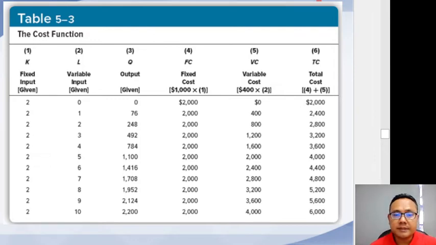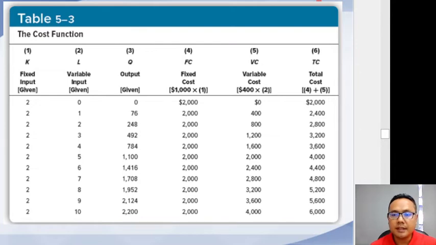Notice that the first three columns comprise a short run production function because they summarize the maximum amount of output that can be produced with 2 units of the fixed factor, capital, and alternative units of the variable factor, which is labor. Assuming capital costs 1000 per unit and labor costs 400 per unit, we can calculate the fixed and variable cost of production, which are summarized in columns 4 and 5 of table 5.3.